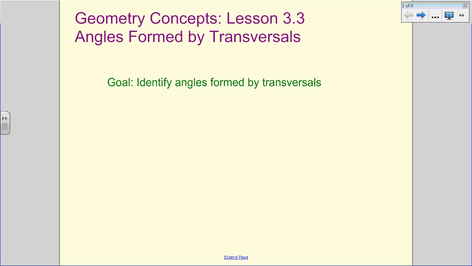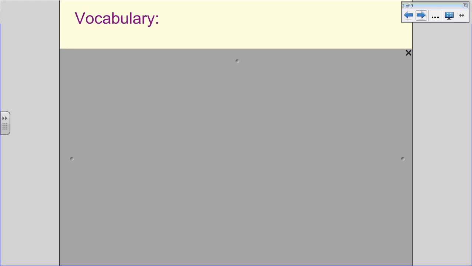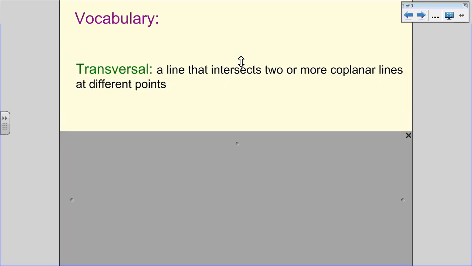This is lesson 3.3, angles formed by transversals. Obviously, right from there, we've got some vocabulary to define. But our job is to identify angles formed by transversals. So we're going to have quite a bit of new vocabulary, and we'll spend some time practicing and learning that throughout the week. So let's take a look at our first word, a transversal.